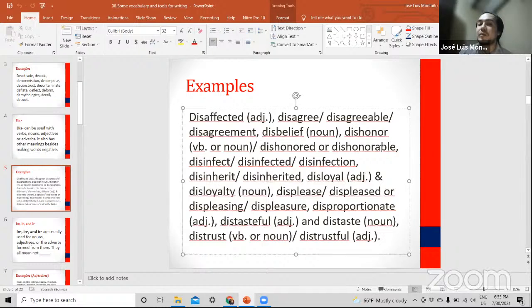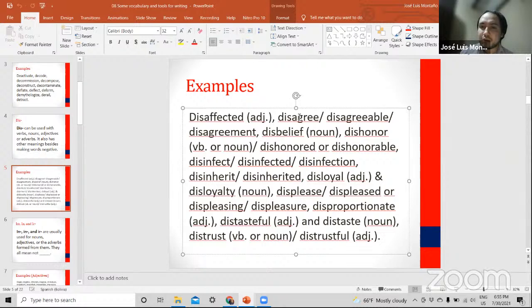Dishonor, verb or noun. Dishonored or dishonorable, adjective. Disinfect, right? Verb. Disinfected or disinfection. Disinfected is going to be more of an adjective, and disinfection is going to be more of a noun, right? Disinherit, and so on and so forth. So again, try to use some words that you can use here. Instead of using some negative ideas, use these words.